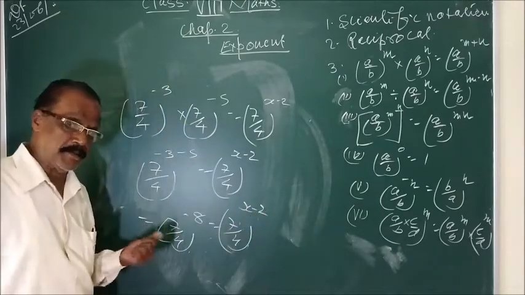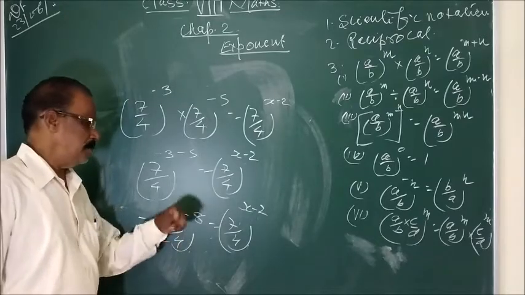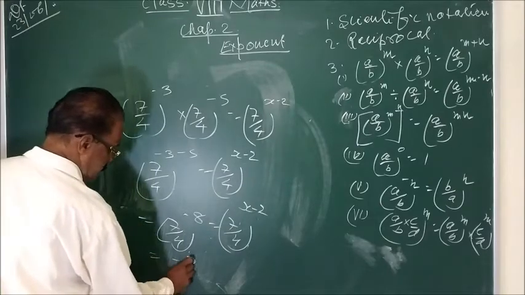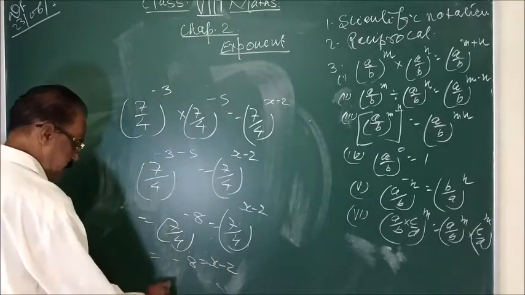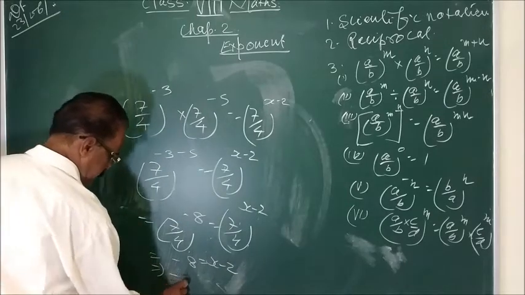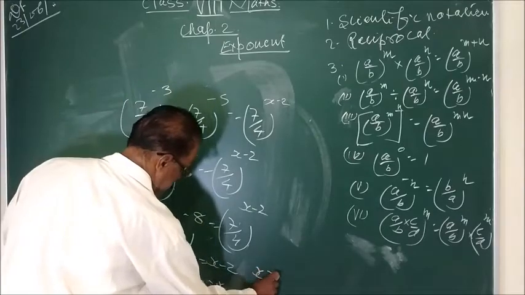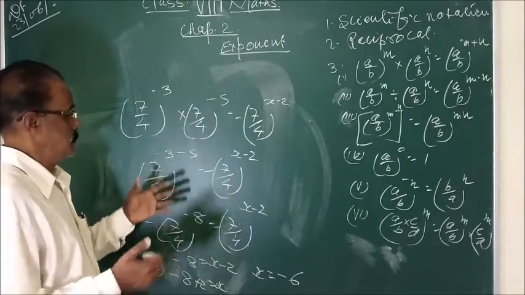I have just explained, if bases are equal on both sides, the powers are equal. This means this will be minus 8 is equal to x minus 2. You transfer minus 2 from right to left. Minus 8 plus 2 is equal to x, or x is equal to minus 6. So minus 6, this is the solution.